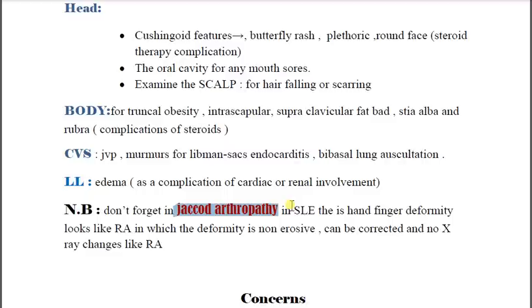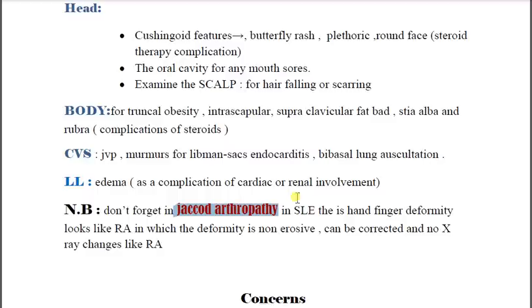How to differentiate? And this is a tricky case actually, which can come in the exam and can be misdiagnosed as a case of rheumatoid arthritis because of the presence of deformities with the patient. How to differentiate between SLE Jaccoud arthropathy and rheumatoid arthritis?